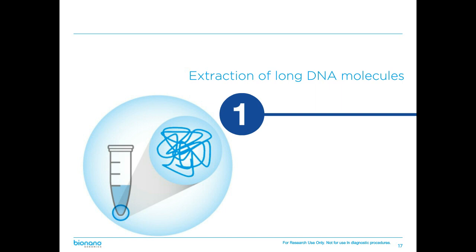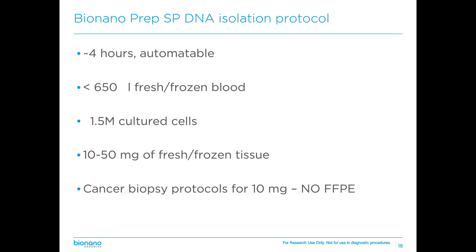There's too much mechanical force on the DNA, and these molecules break into fragments of 30 to 50 kb. So Bionano has released our own DNA isolation kits and protocols called Bionano Prep SP. It just takes 4 hours and needs only 650 microliters of fresh or frozen blood, or 1.5 million cultured cells, or just 10 milligrams of a cancer biopsy. FFPE samples don't work because the DNA is too fragmented, but anything that's fresh or frozen will work great on our system.